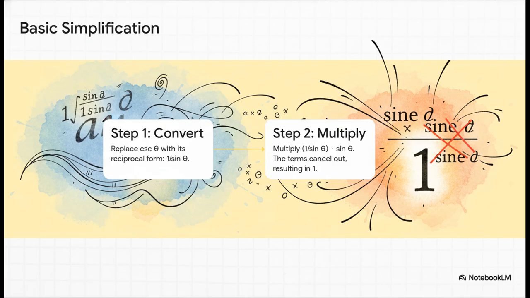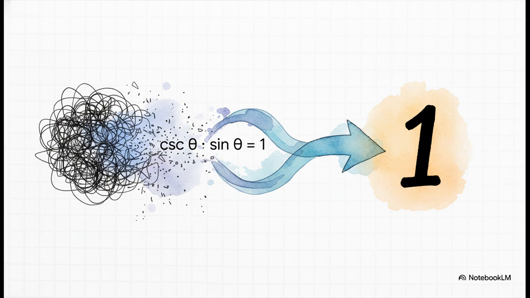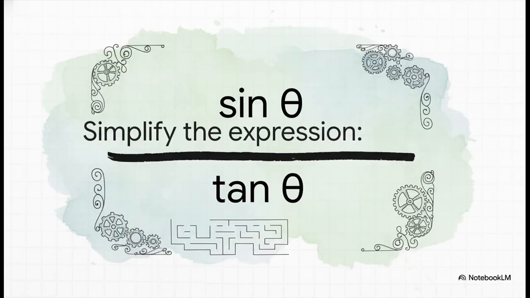We see that cosecant, and using our reciprocal identity, we know that's just 1 over sine theta. Now we multiply that by sine theta. And what happens? The sine on the bottom cancels out the sine on the top, leaving us with a beautifully simple answer. And there it is. All that complexity just melts away and becomes the number one. Pretty neat, huh?